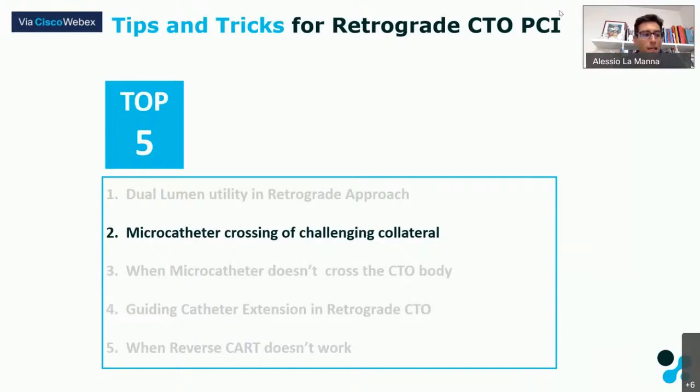And regarding the use of these microcatheters from retrograde, to cross the collaterals, it is even important to have this kind of new generation dual lumen microcatheters, because many times they can be useful. I have limited experience using these microcatheters for the epicardial collaterals. What do you think about that?